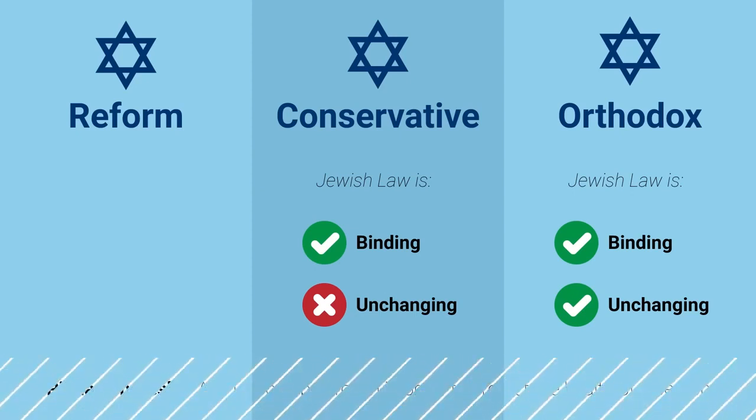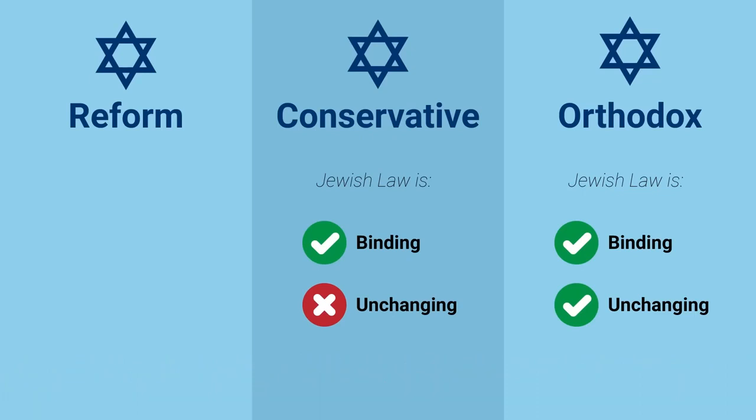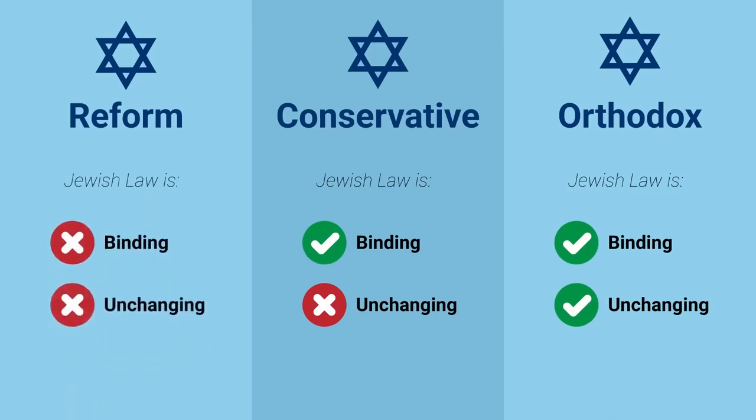Okay, so finally, there are Reform Jews. Reform Jews see halacha as being neither binding nor unchanging. This means that each individual Jew can make up their own mind about how to follow Jewish law. So, for example, the Torah says that Jews must not eat certain shellfish, such as prawns, but it says that beef is okay.